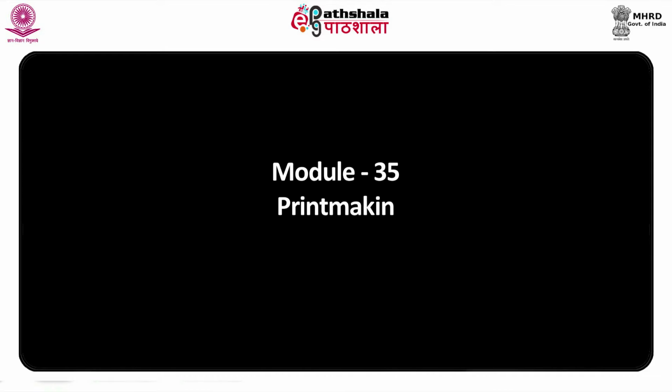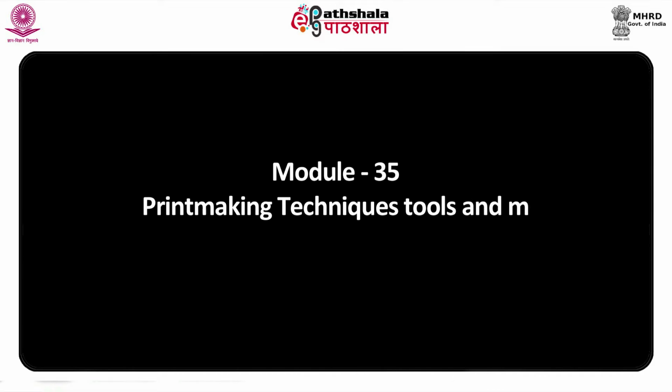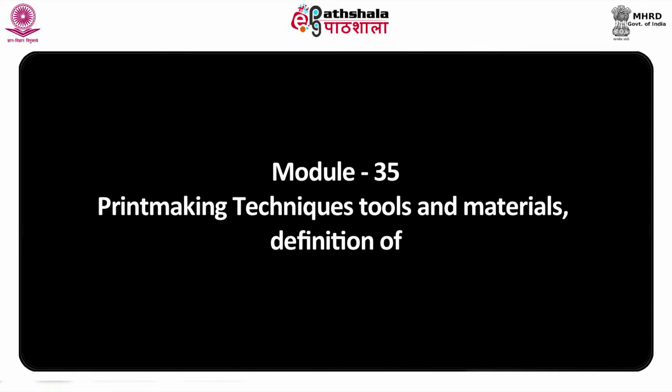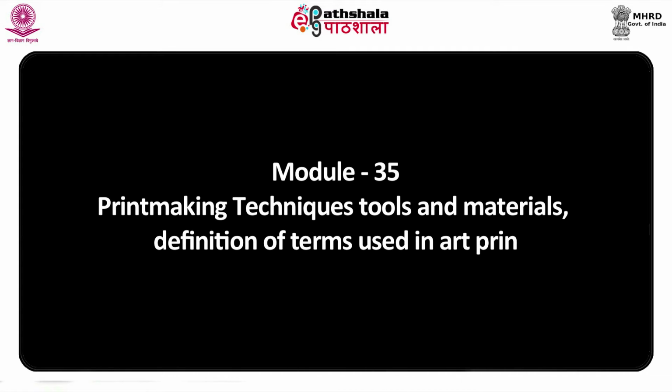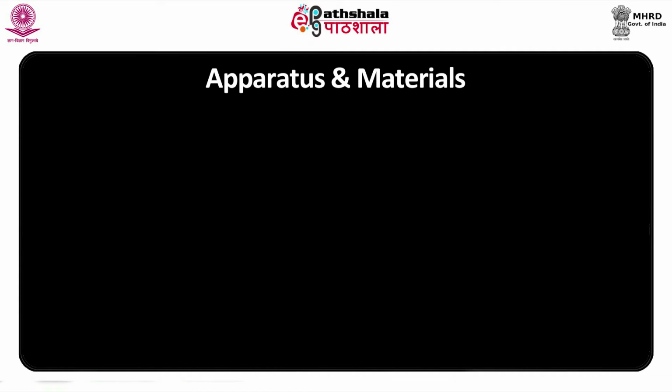Module 35. Printmaking techniques, tools and materials. Definition of terms used in art prints. Apparatus and materials. Wooden block, size 7 inches by 7 inches, thickness 1 inch.